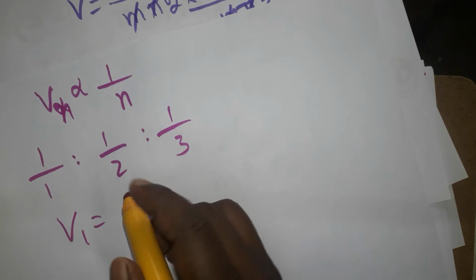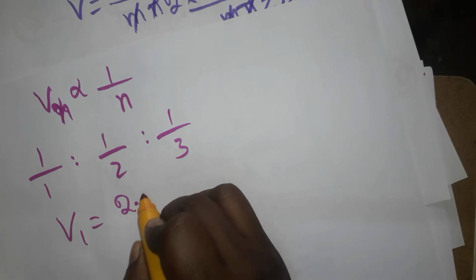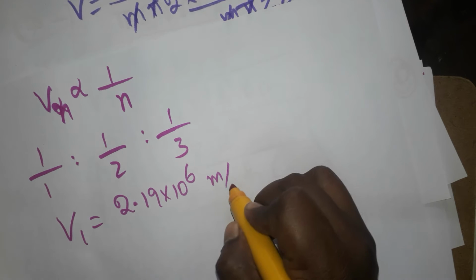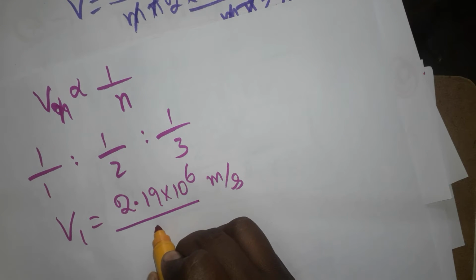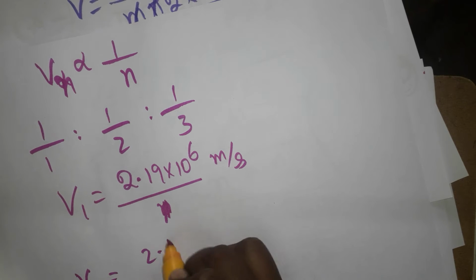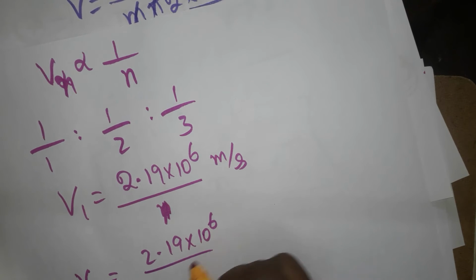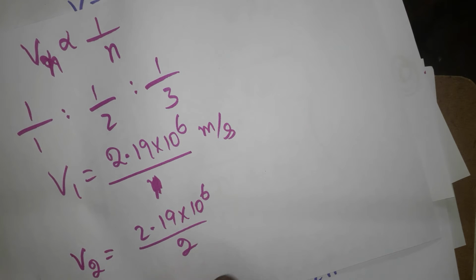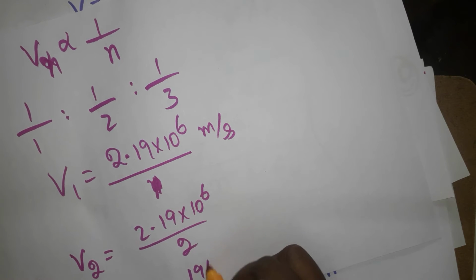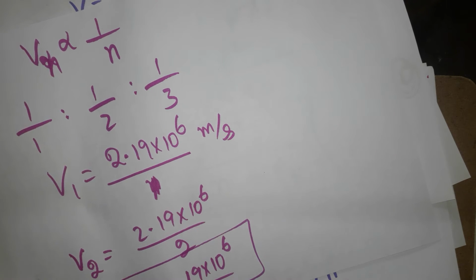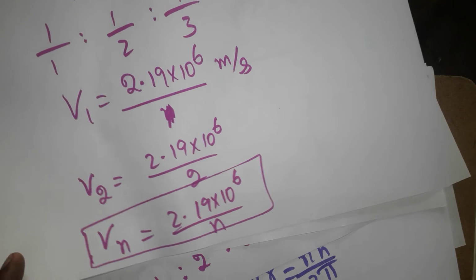When you substitute all the values, I will get 2.19 into 10 power 6 meter per second. It is the velocity of the first orbit divided by 1. For the second orbit, it is 2.19 into 10 power 6 divided by 2. For the third orbit, 3, fourth orbit, 4, like that. The velocity of the nth orbit is 2.19 into 10 power 6 divided by n. Right now I got the velocity of the nth orbit also.